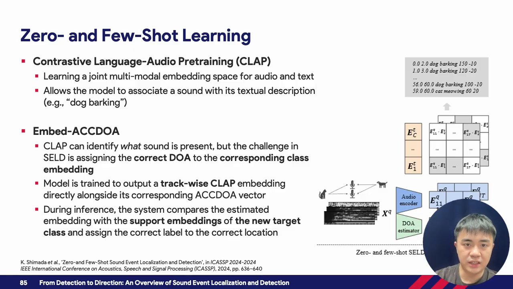The key challenge, however, is the assignment problem. If you detect a sound on the left, how do you associate it with the correct text-derived class? So the Embed-ACCDOA model solved this elegantly. It's trained to output a CLAP audio embedding directly alongside its corresponding location vector. So this intrinsically links the what and the where, and at inference time, the system can simply compare the output embedding for a sound event to the text embeddings of the new target classes and assign the correct label to the correct location.